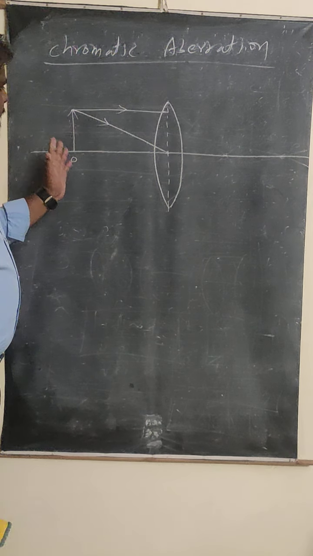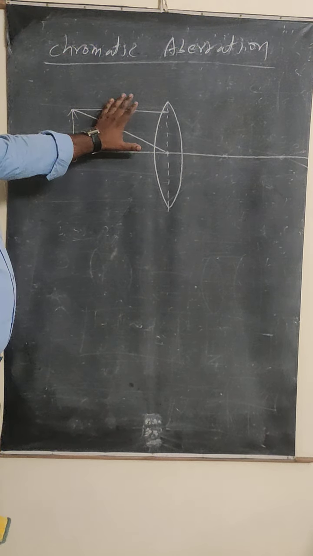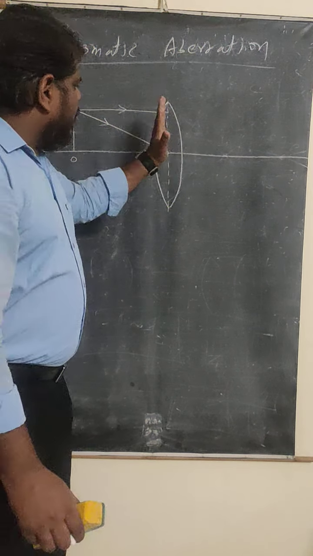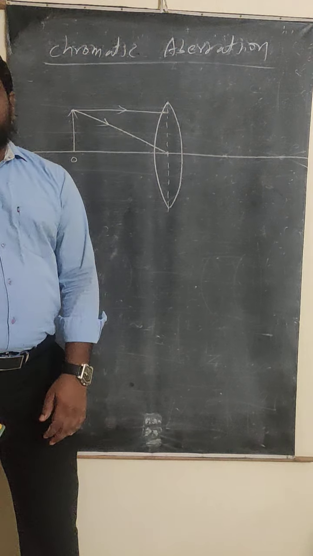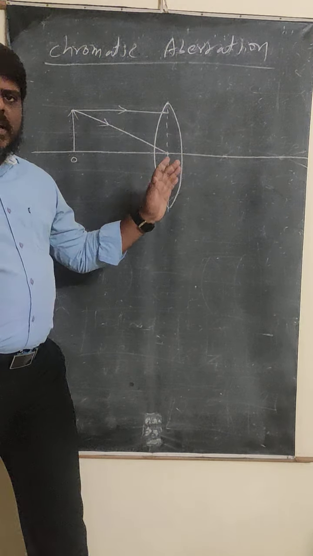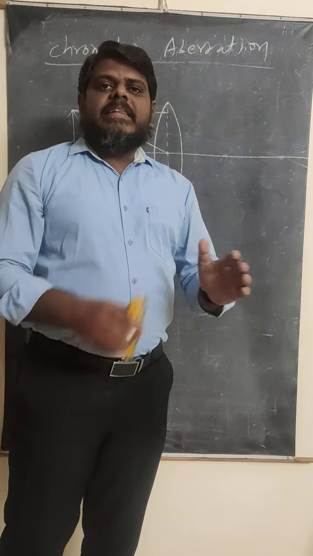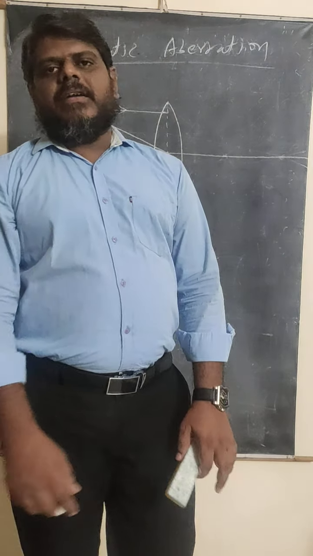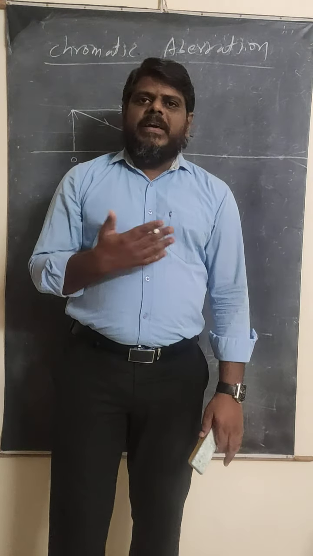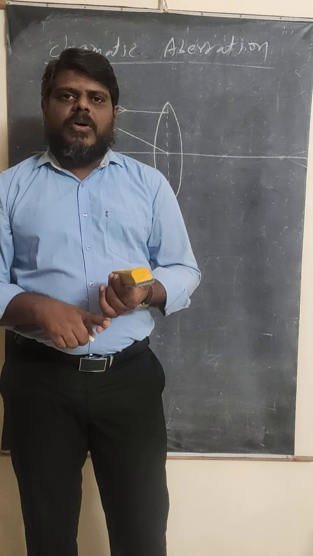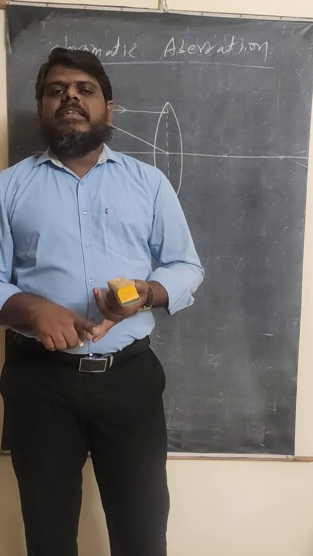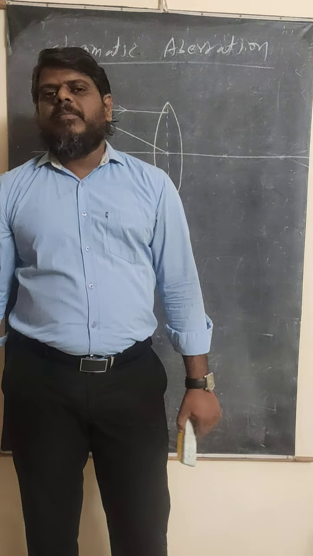Now let us imagine that the light coming from the object is white light, and whenever it is incident on the lens, it will be divided into different colors, which we call VIBGYOR. In the VIBGYOR, which color deviates more, or has more refraction? For the violet color the refraction is more, and for the red color the refraction is less.